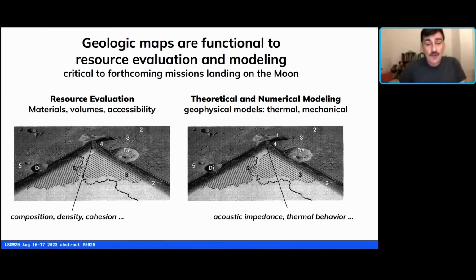In the same way, we can use geologic maps to produce theoretical and numerical modeling. So for example, we can use the geologic units and assign acoustic impedance or thermal behavior to the units and produce theoretical or numerical models which allow us to understand the physical behavior or to predict the mechanical behavior at the landing site. So geologic maps are very important for this kind of study, and we have to have accessibility to them. Next slide.